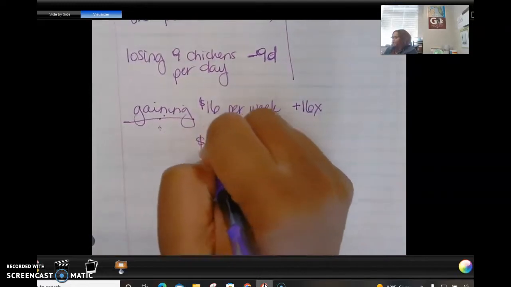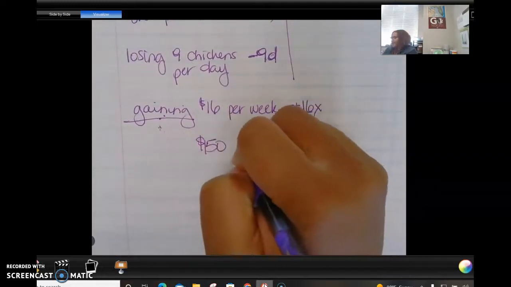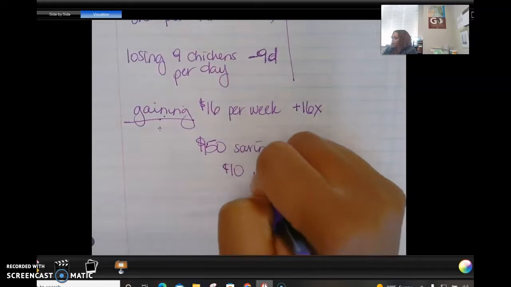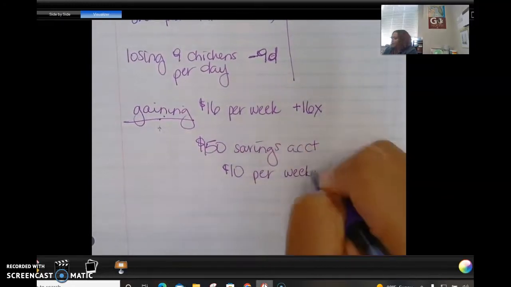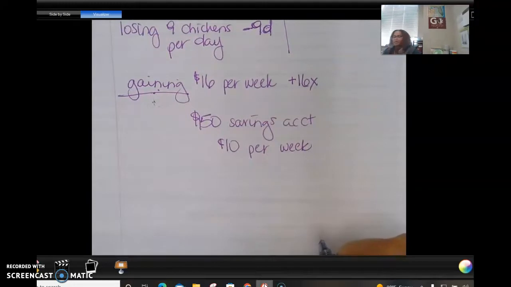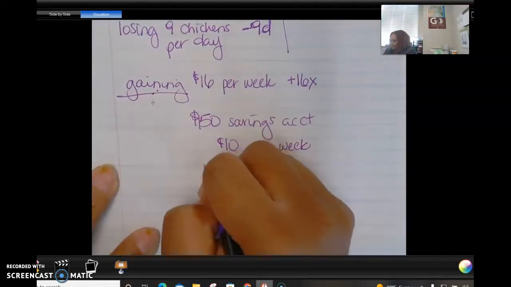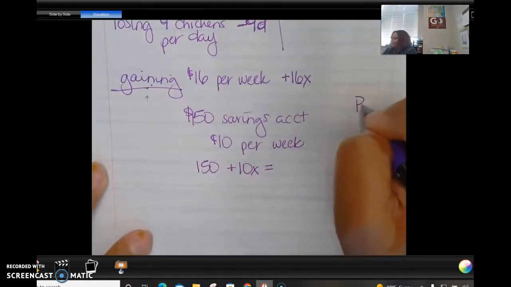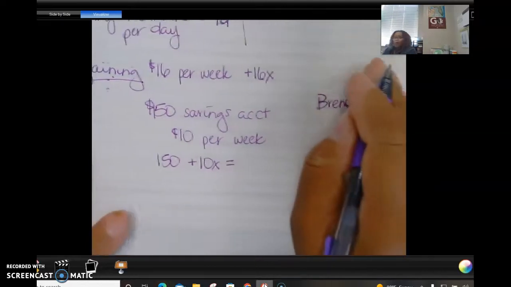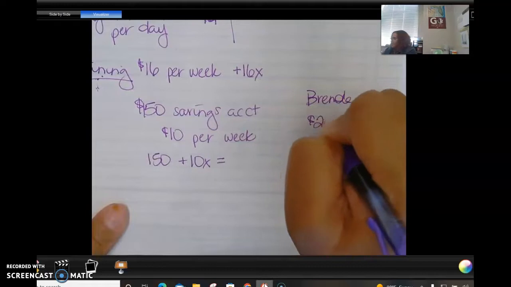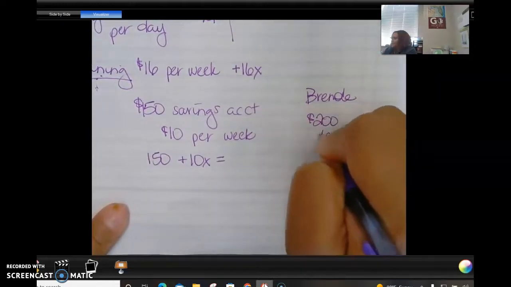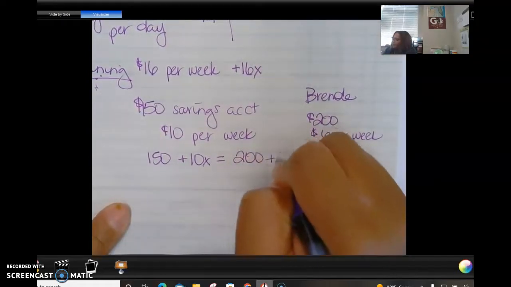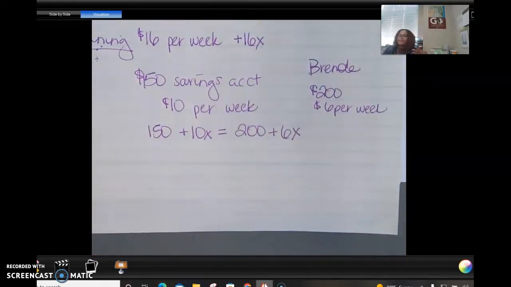If I start with $150 in my savings account and I save $10 per week, my account expression, the amount of money that I'm going to end up accruing, is going to start with 150 plus 10X. And I want it to be the same as my friend Brenda, who has $200 in her savings account, and she only saves $6 per week. So then that's 200 plus 6X. When will we have the same amount of money?